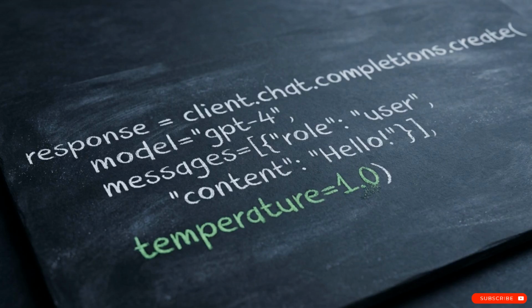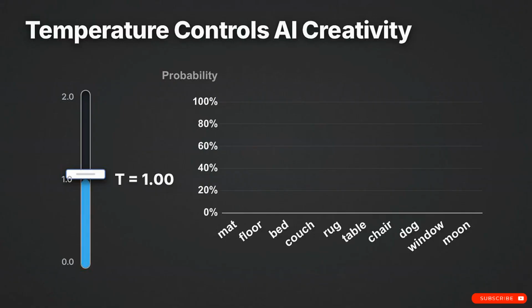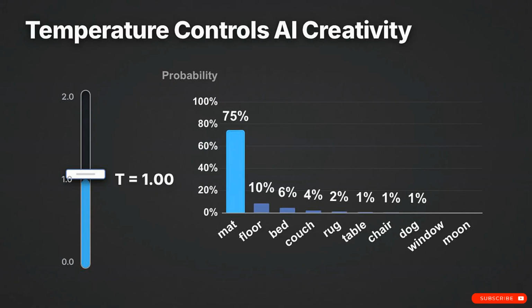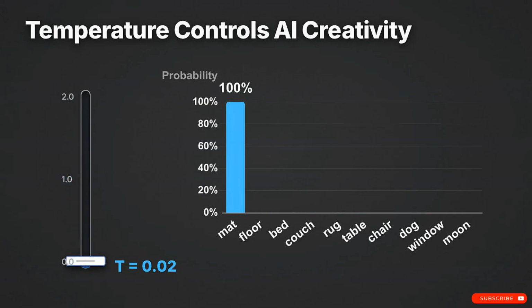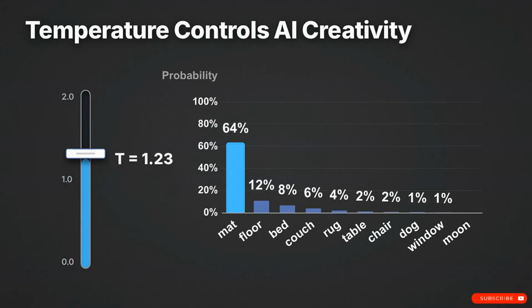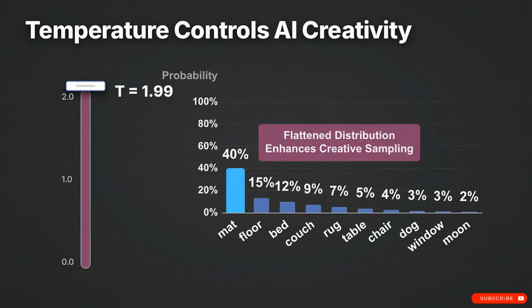Engineers can manipulate this shape using a mathematical parameter called temperature. Set the temperature to 0, and the maximum value consumes all the weight, making the output completely deterministic. But increasing the temperature flattens the distribution. Lower probability words gain weight, allowing a model to select less obvious words and generate more creative text.